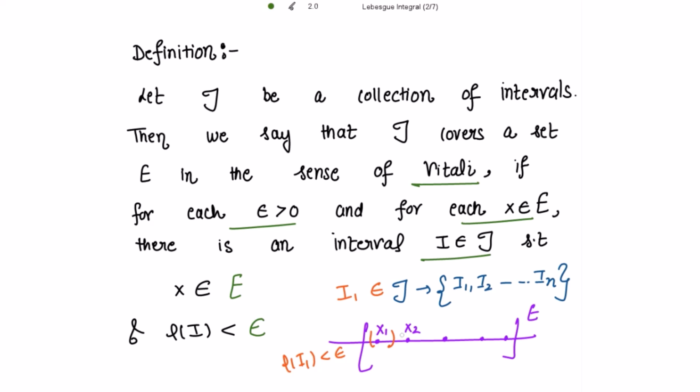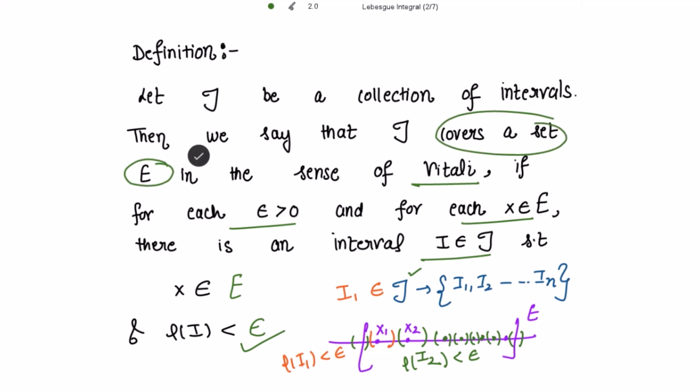Similarly, for the point x2, there exists an interval I2 belonging to tau such that the length of this second interval is strictly less than epsilon. So whatever interval belongs to this collection tau, the points of E belong to that interval, such that the length of those intervals is strictly less than epsilon. So if we have infinitely many points in E, then there exist infinitely many intervals containing the points of E, and the collection of such intervals covers the set E.